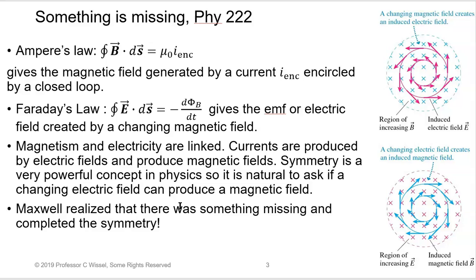Now we know from experiment that electricity and magnetism are closely linked. Currents are produced by electric fields and they produce magnetic fields. Symmetry is always a very powerful concept in physics. So it's natural to ask if a changing electric field can produce a magnetic field. Maxwell realized that it does and that there was something missing, and he was the one who completed the symmetry. And for that, we honor him.